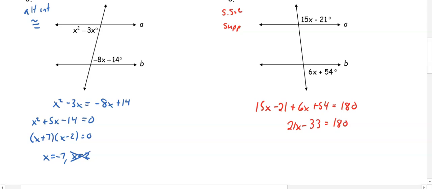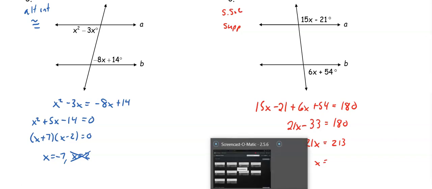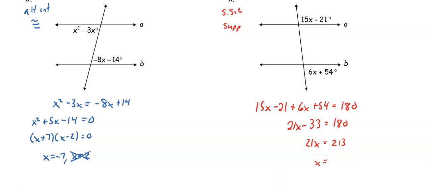To solve for x then, we're going to do 2 steps. We are going to add 33 to both sides. So we get 21x equals 213. And when we divide by 21, we get a decimal. So when we reduce our fraction, we get 71 over 7.